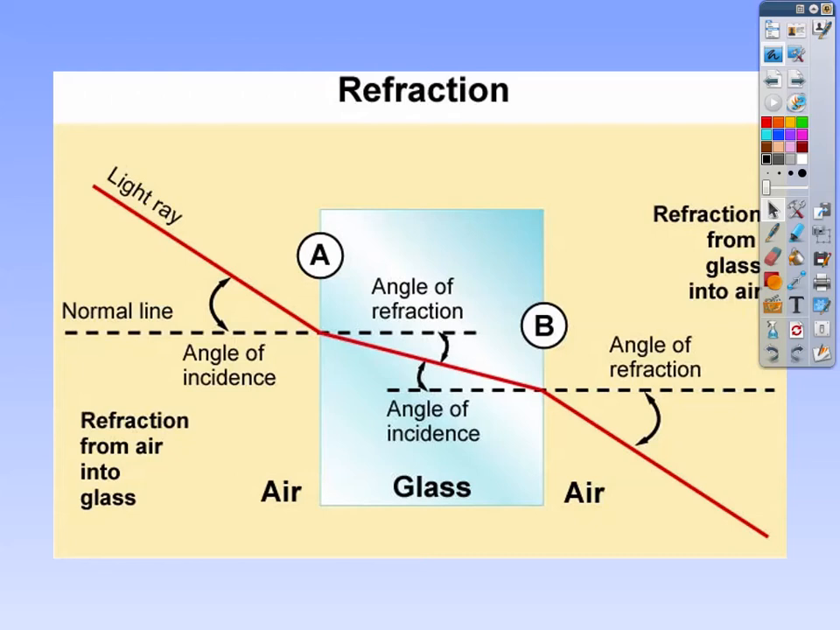So since glass is denser than air, the light bends toward the normal, and then when it leaves the glass, it bends away from that normal line. What we're interested in is the angle between the normal line and the light ray itself. The other one's a little confusing down here, where we have this angle, and again, we only use that angle because that's where it's leaving. But that is your angle of incidence and angle of refraction.